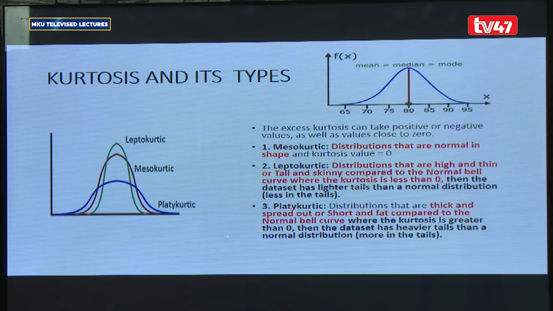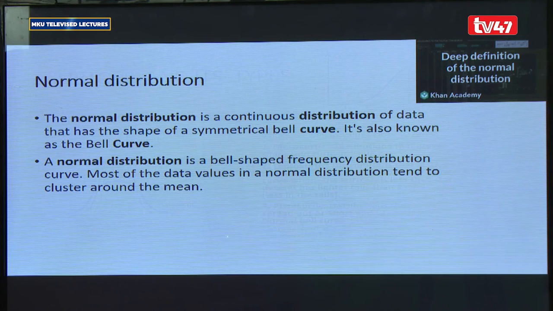And then we have the platykurtic, where the distribution is thick. We can see the blue one. The distribution is thick and spread out. You can see it's clearly spread out, and it moves away from the bell curve. It is short and fat. So we are trying to measure everything in relationship to the normal distribution curve.